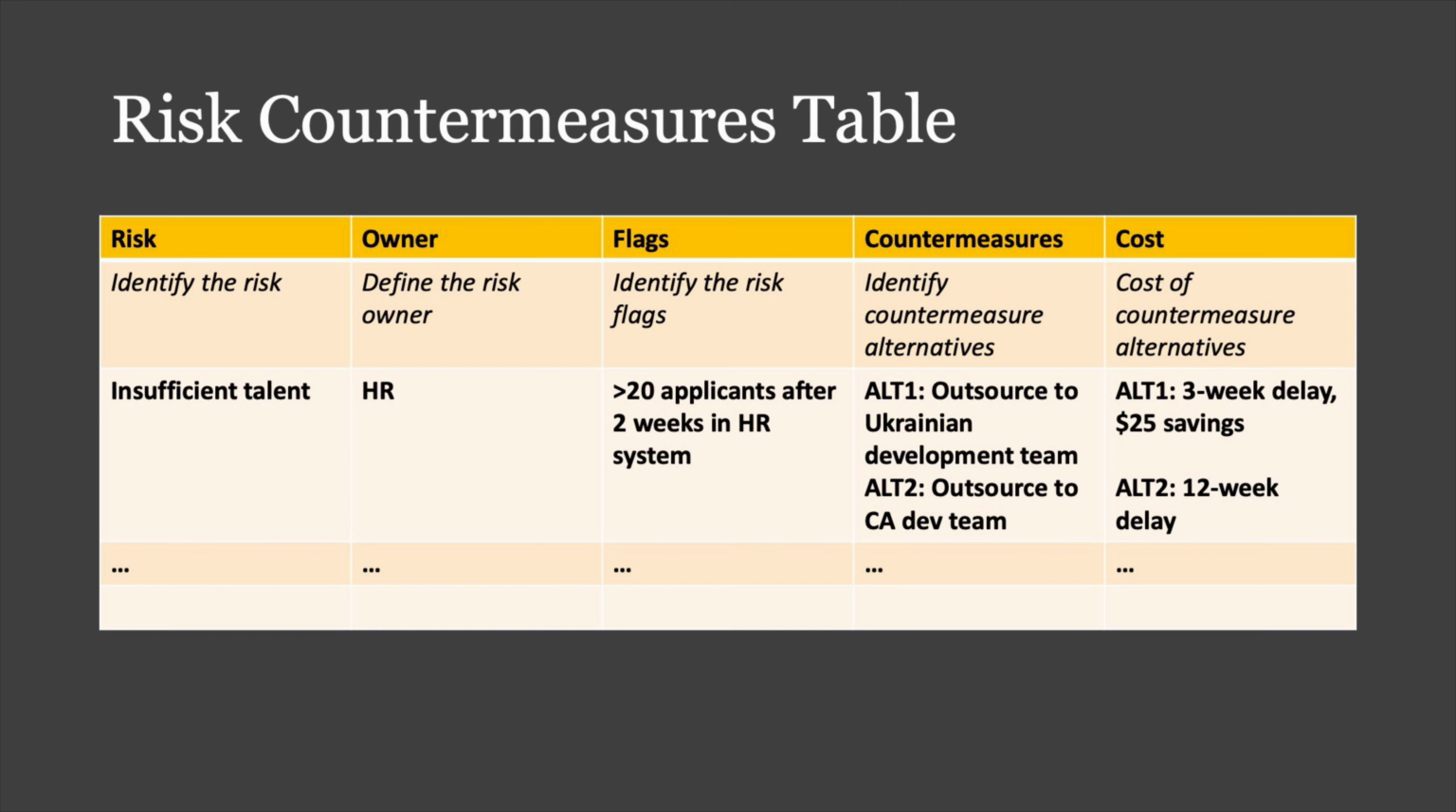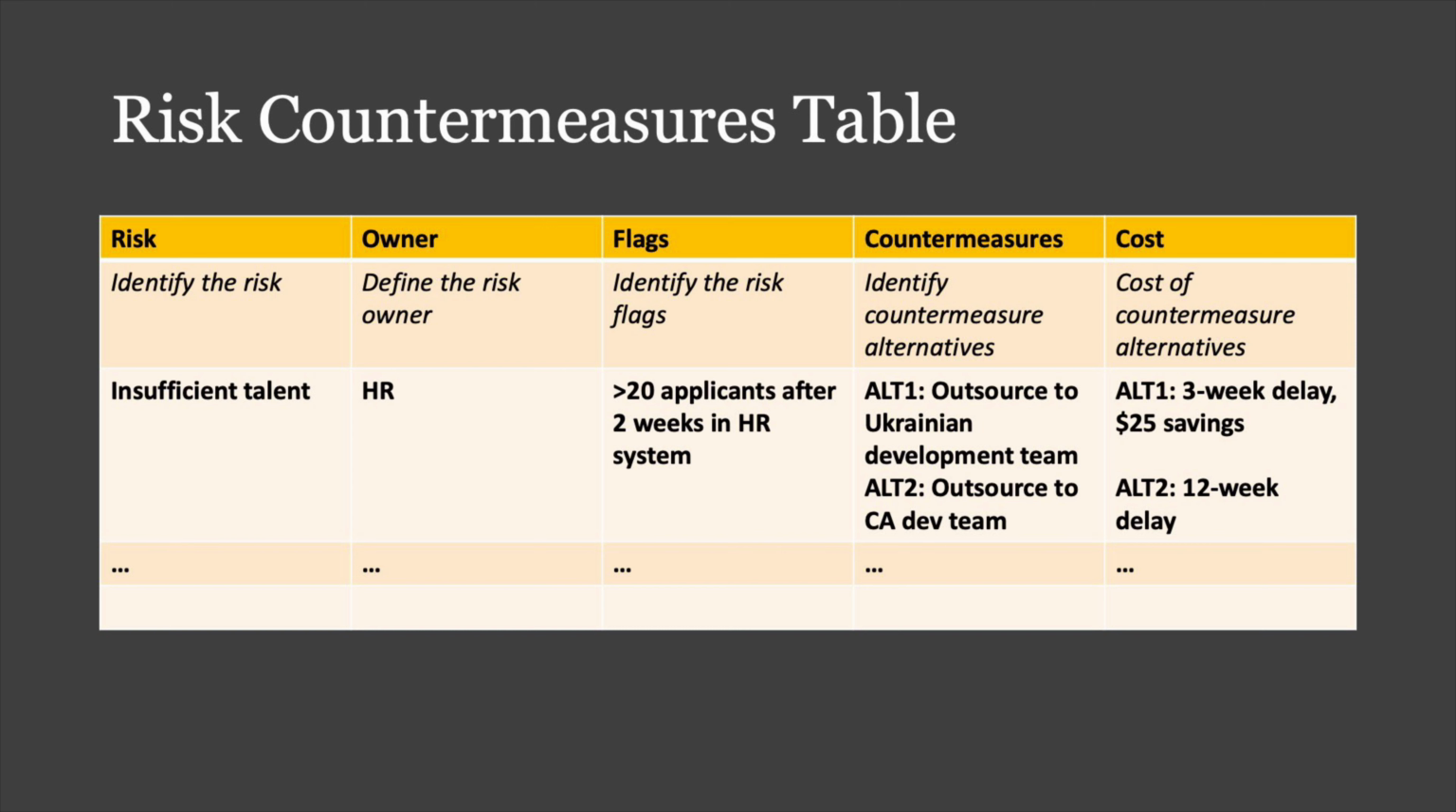So looking at our example, we have insufficient talent as the name of the risk. The owner of this is HR. So again, HR is the one that should be measuring this and also notifying us if there's a problem. We identified the flag as we have less than 20 applicants after 2 weeks in our HR system. So we have a project and we're hiring people, it looks like, and if we have less than 20 applicants, we're going to consider that a major problem. And we have some alternatives for that.